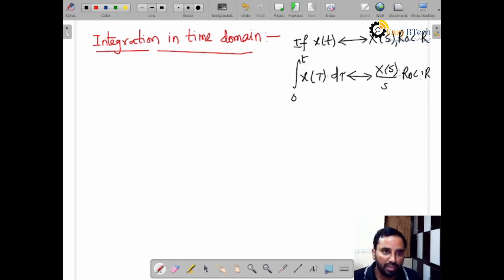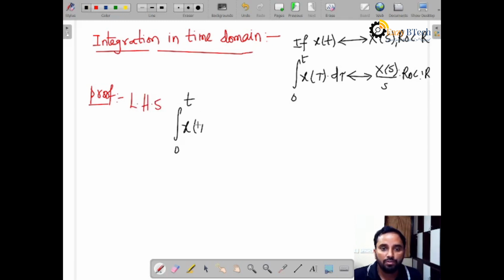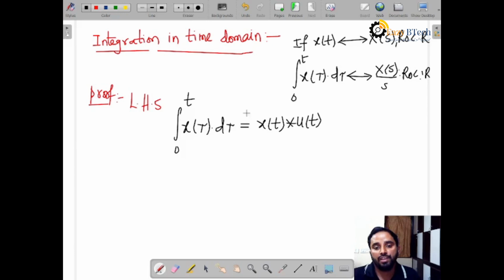Let's see the proof, just two lines. The proof is easily done. Consider the LHS, left hand side. What is the LHS? The integral 0 to t of x of tau d tau. This integral we can write as x of t convolution u of t. We already discussed it. Now in the place of the integral we can take x of t convolution u of t. So take the Laplace transform of x of t convolution u of t.